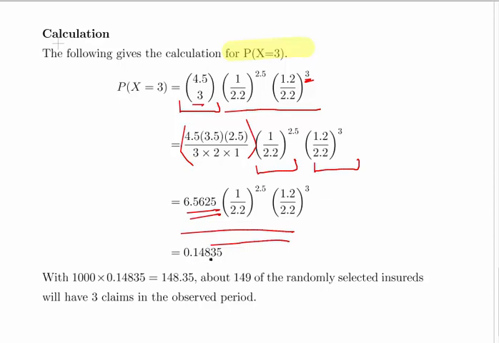So 0.14835, which out of 1,000 people is 148.35, so nearly 149. We would expect 149 out of 1,000 to have 3 claims in a year. Okay, so that's it. Straightforward enough. This is the tricky bit, getting the hang of those. They're not that tricky at all, but people are just not used to them.